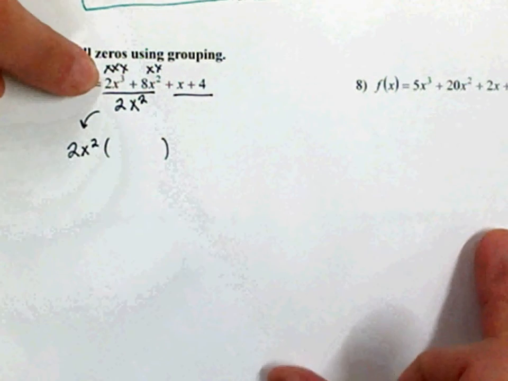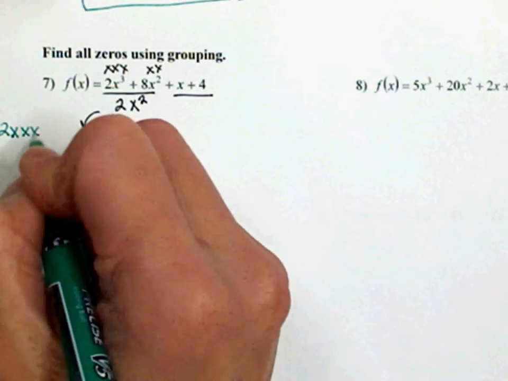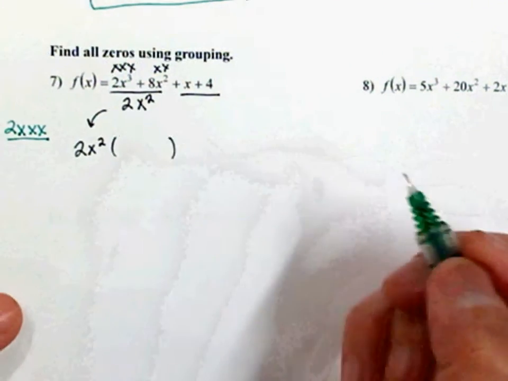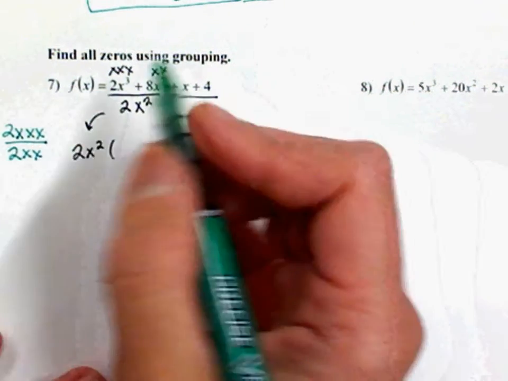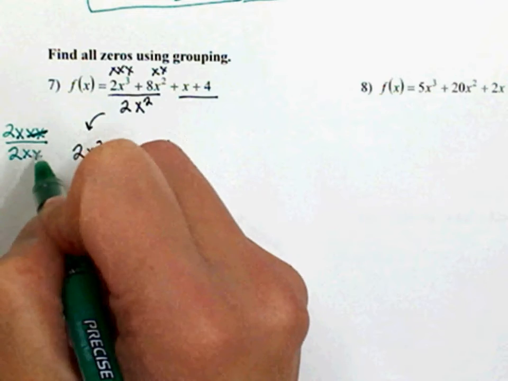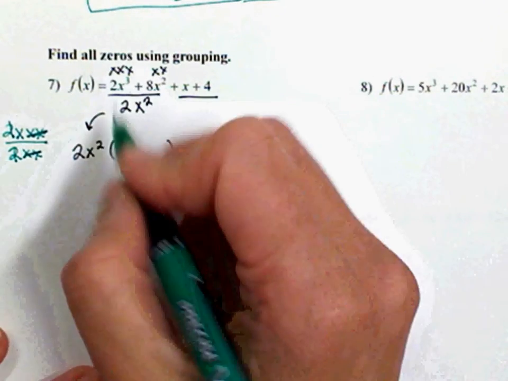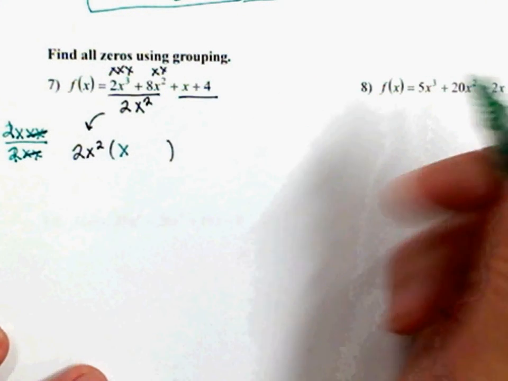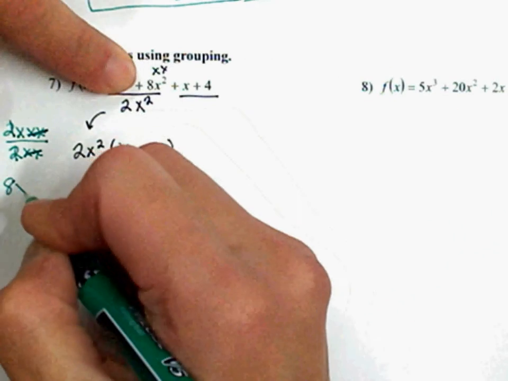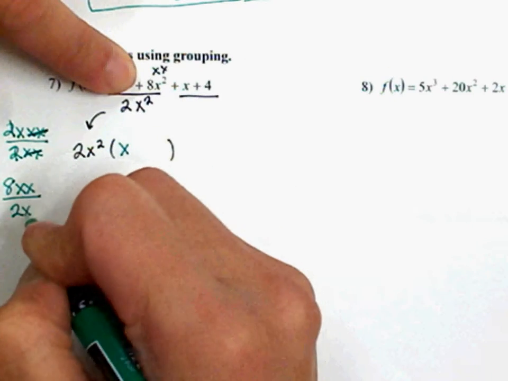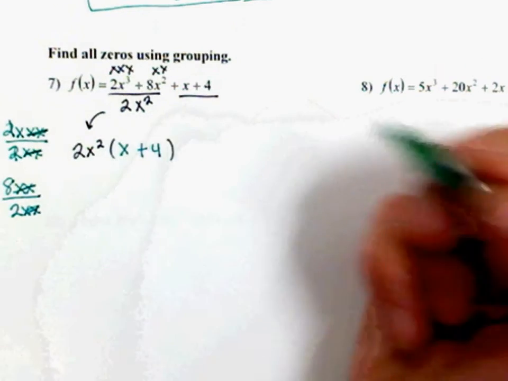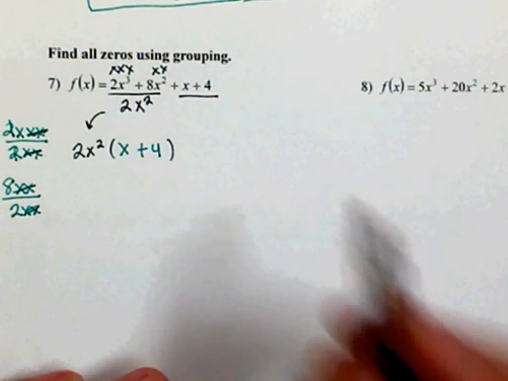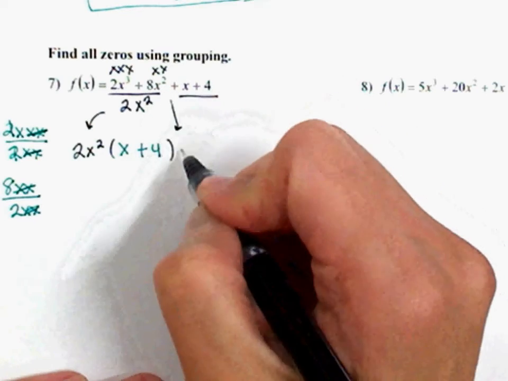You're going to take this one first, 2x to the third, so there's 2 and 3 x's, divided by this one. What do you have left? The 2 x's go away, and the 2s cancel. Just x, so you put that right there. The next one, 8x squared divided by 2x squared. The x's cancel out. What's 8 divided by 2? Plus 4. That's what goes right there. See that plus sign? Bring down your plus sign.